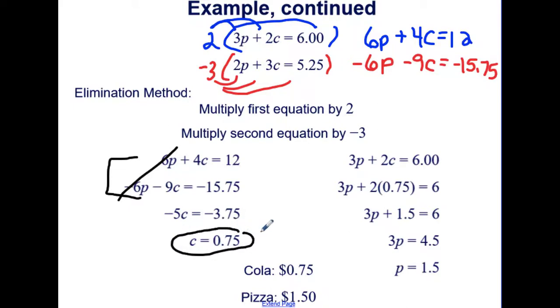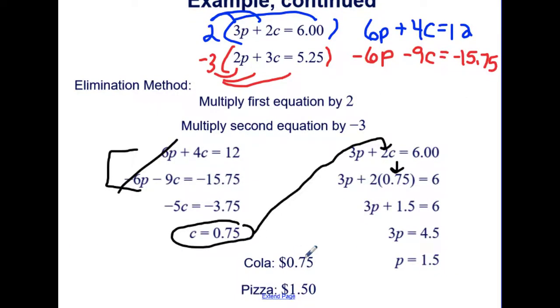Substituting c back into the first equation, here, we can simplify and solve for p to be 1.5. So that means the cola would cost 75 cents and the piece of pizza would cost $1.50.